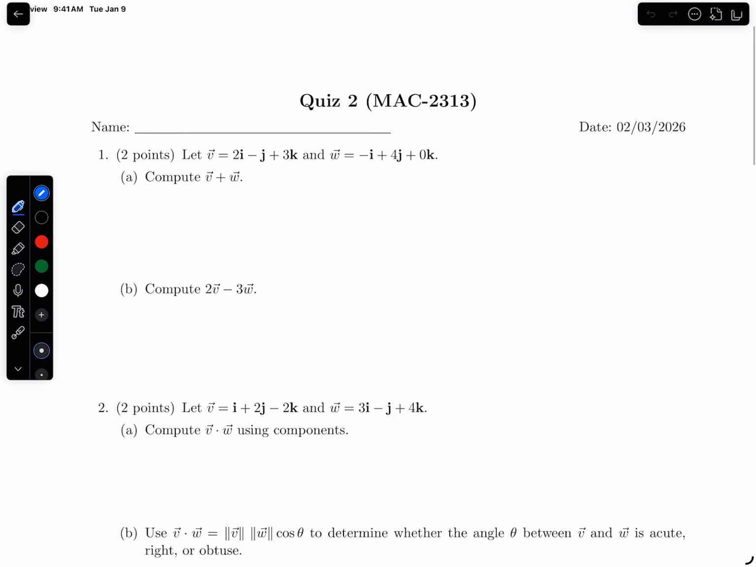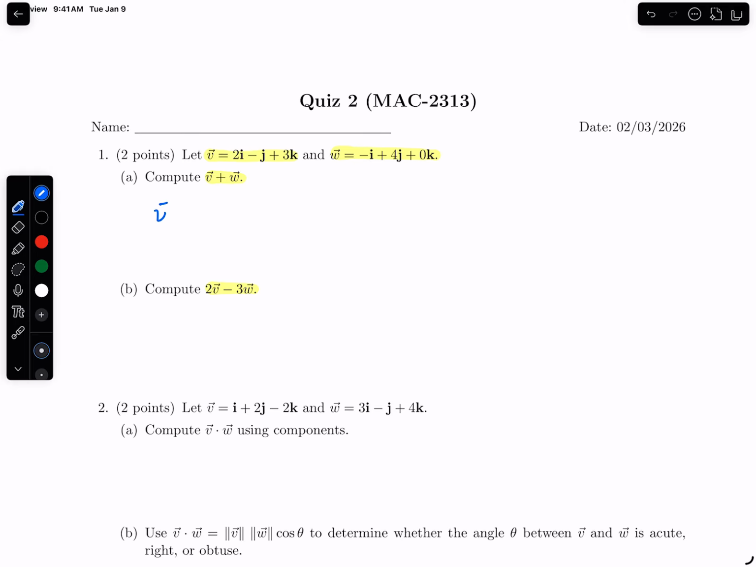So I begin with the very first problem, which gives me a vector v and a vector w, and I'm interested in finding what is v plus w and what is 2v minus 3w. These are really simple problems.